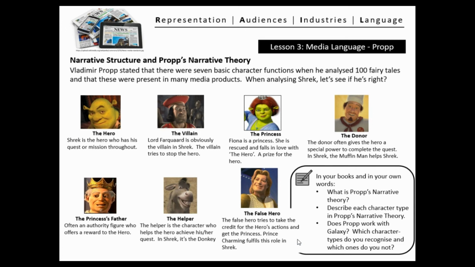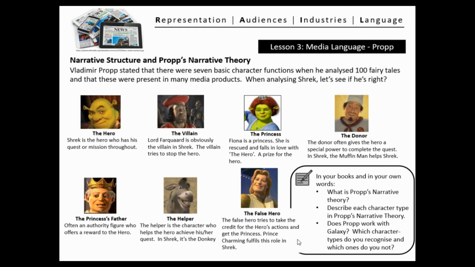So, when analysing Shrek, let's see if he's right. So, for a start, there is always a hero. So, Shrek is the hero who has his quest or mission throughout. He's the hero. Then we have the villain. So, Lord Farquaad is the villain in Shrek, and he is the villain that tries to stop the hero. Then we have the princess, Princess Fiona. So she is rescued and she falls in love with the hero, Shrek, and she has a prize for the hero.